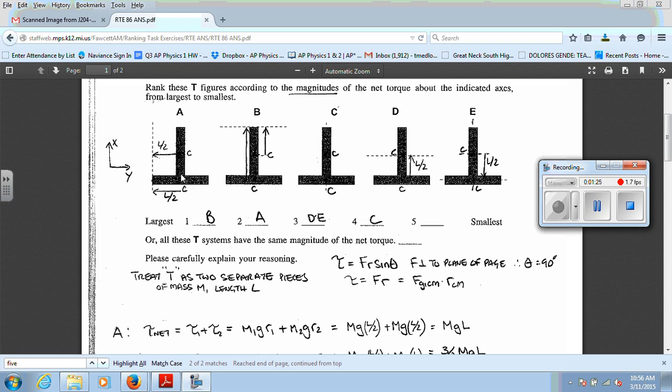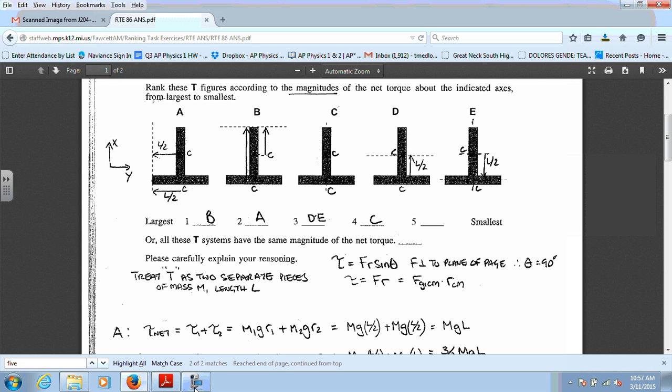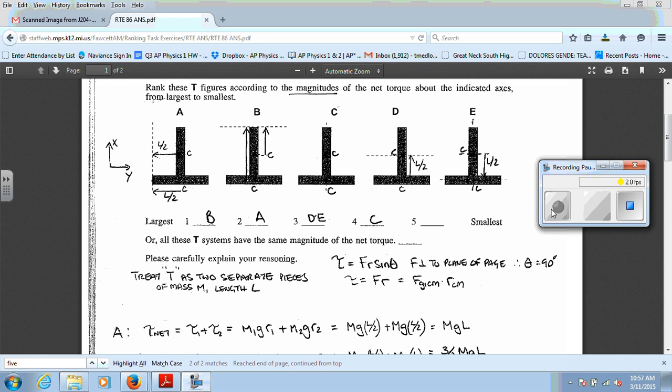So this bit right here would have mg times L over 2, where the center of mass is, plus this little bit, which would be this mg, and its center of mass is at the same place there. So it would be the same, basically. Both of those would have the same torques that add up to mgL.